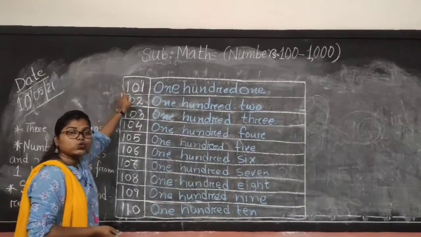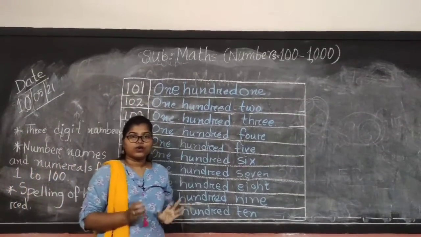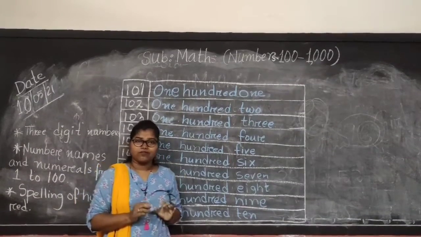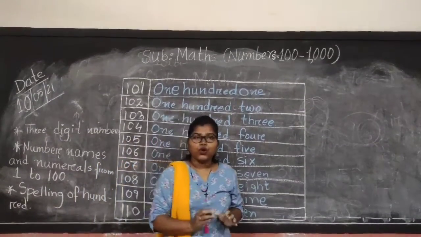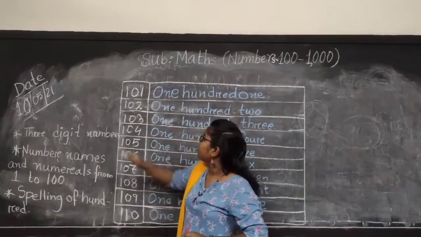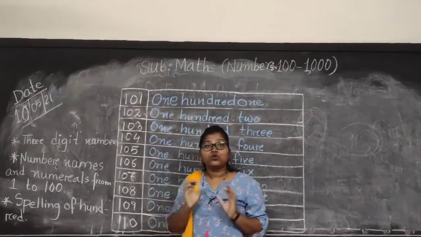101 to 200. Okay, 101 to 200 you have to write in your notebook. Okay, you understood? You have to write 101 to 200.